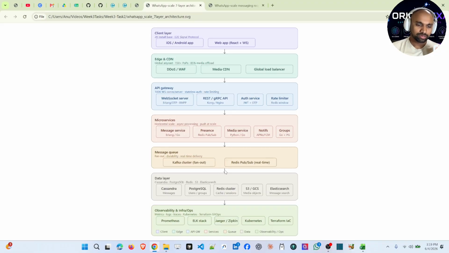Hope you understand what are the things we have covered here as a part of capacity planning and the architecture discussion.